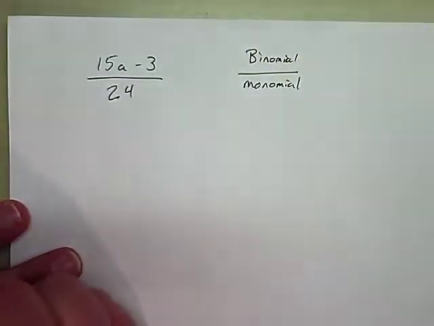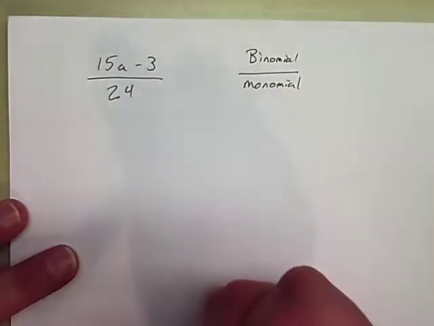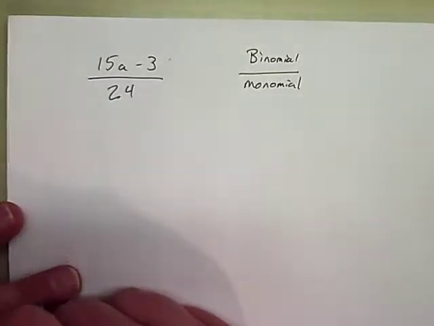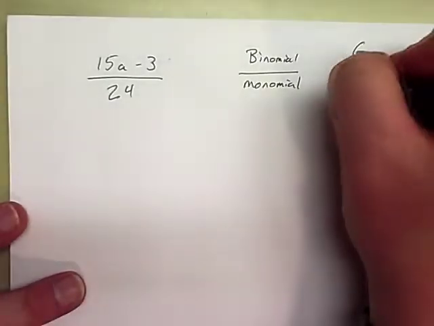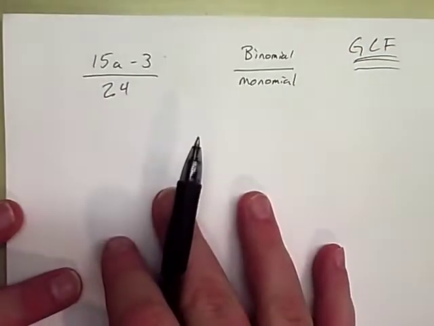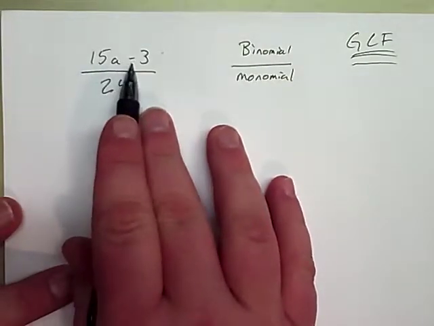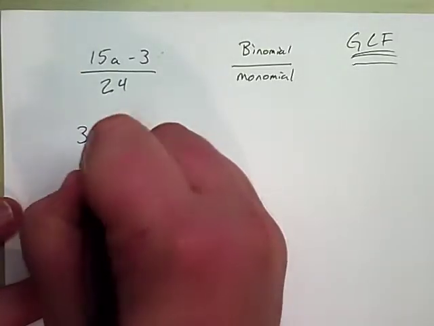Monomial, right? Okay, so 15a minus 3. How can I factor 15a minus 3? And if you're thinking greatest common factor, you're in good shape, right? So GCF. All right, the first rule of factoring, always and forever, is the greatest common factor. So what do 15a minus 3, what do they both have in common? Well, they both have a 3 in common.